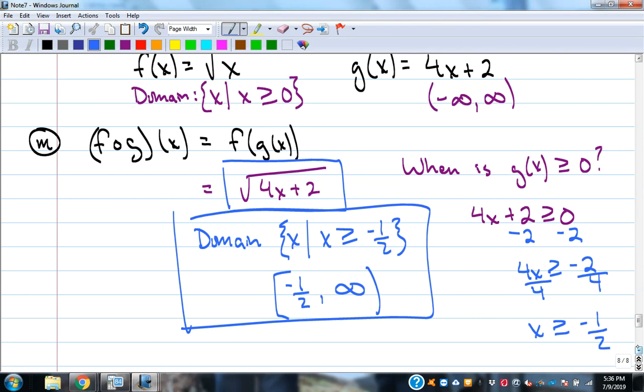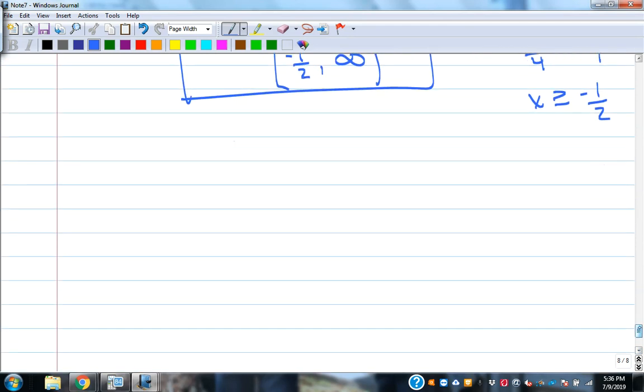All right. Let's look at function value with composition functions. Let's take these same two functions. f of x is the square root of x, and g of x is equal to 4x plus 2. We're just going to do function value with composition. We're not worried about domains here. We're just doing function value.